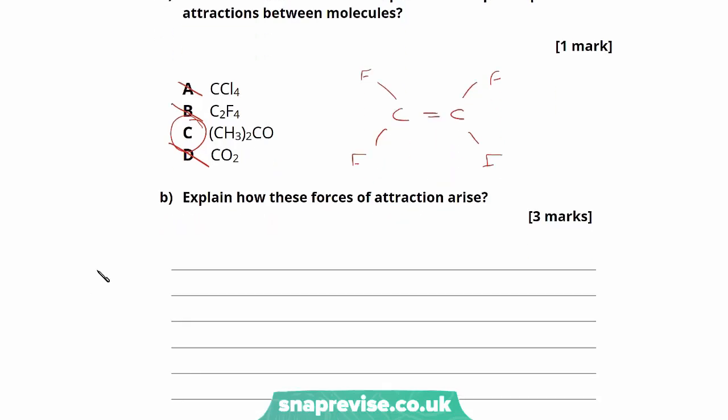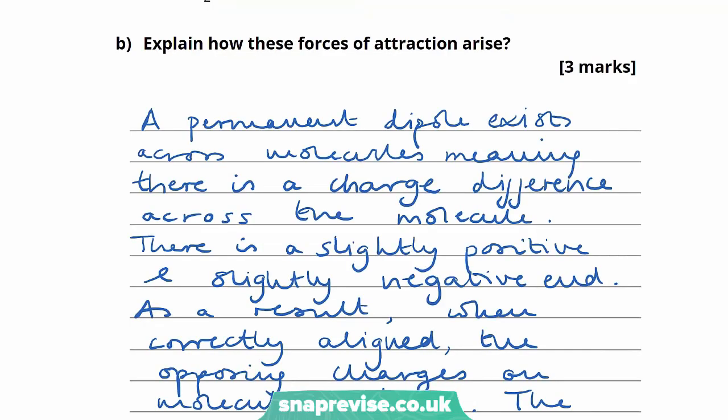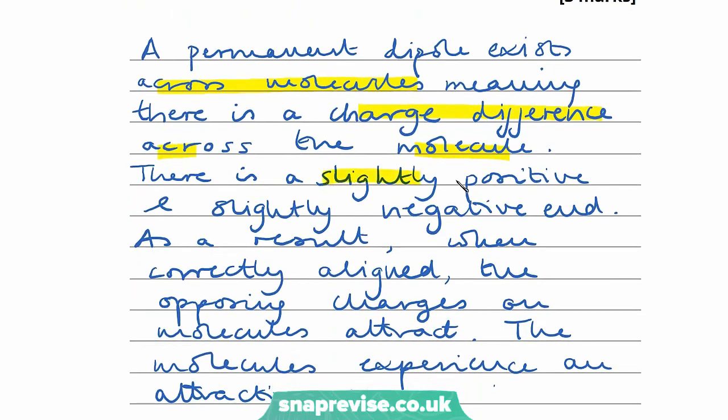We're now asked to explain for 3 marks how these permanent dipole forces of attraction arise. So how do we answer this question? Well, first of all, we explain what a permanent dipole is. A permanent dipole exists across molecules, meaning there's a charge difference across the molecule. There is a slightly positive end and a slightly negative end, and as a result, when correctly aligned, the opposing charges on molecules attract. The molecules therefore experience an attractive force.